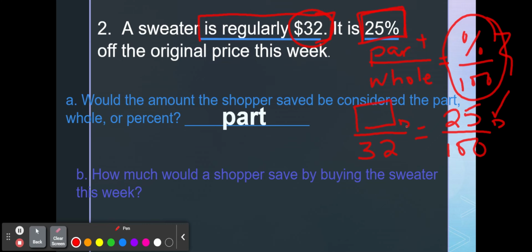I do not see an easy way to get from 32 to 100, but I do see an easy way to get from 100 to 25 by dividing by 4. So if I divide by 4 to get there, I'm going to divide by 4 to get here. 32 divided by 4 is 8. So now I've created my equivalent ratio. I can say that 8 represents the amount the shopper would save by buying the sweater because it is aligned with the 25% discount. So what you're saving is the discount.